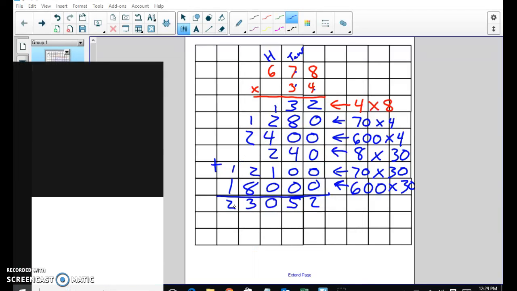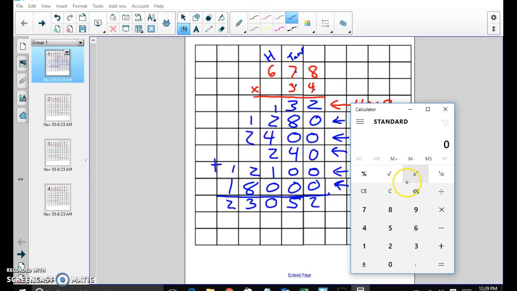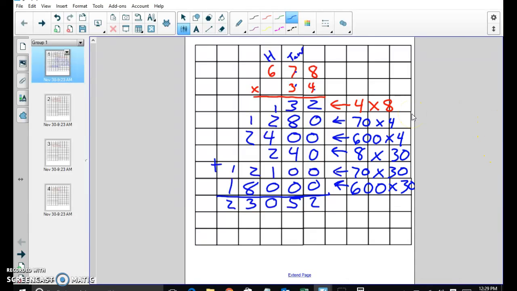So let's make sure with my handy-dandy calculator that we are on the right track. So 678 times 34 will equal 23,052. All right. One common mistake, make sure that you multiply this number by all of the top numbers, and then you multiply the tens place by all of the top numbers. You'll never multiply digits in the same number with each other like that.